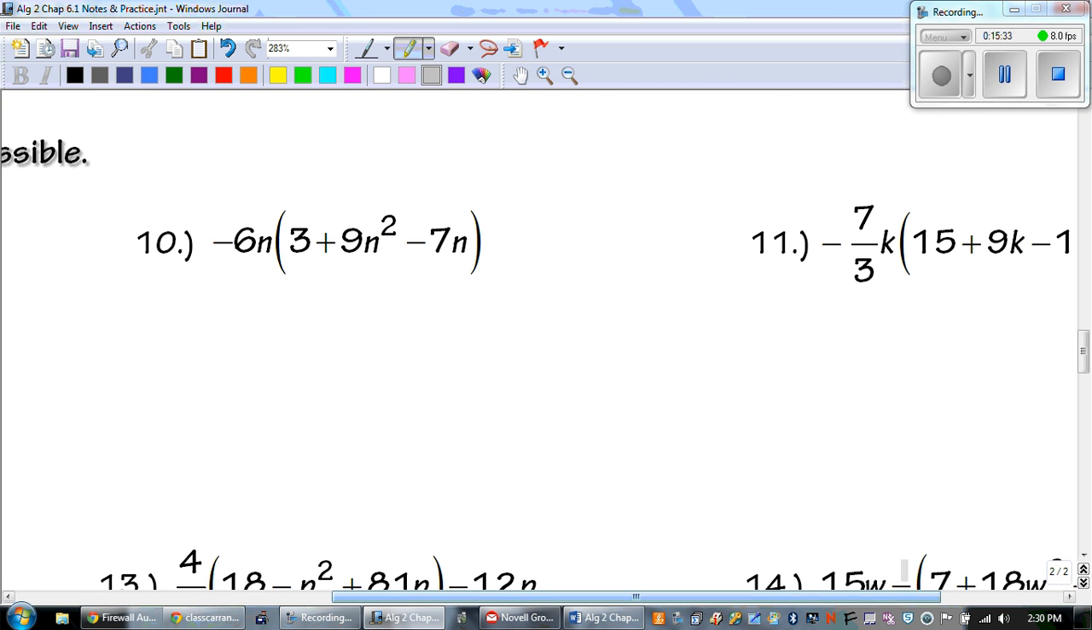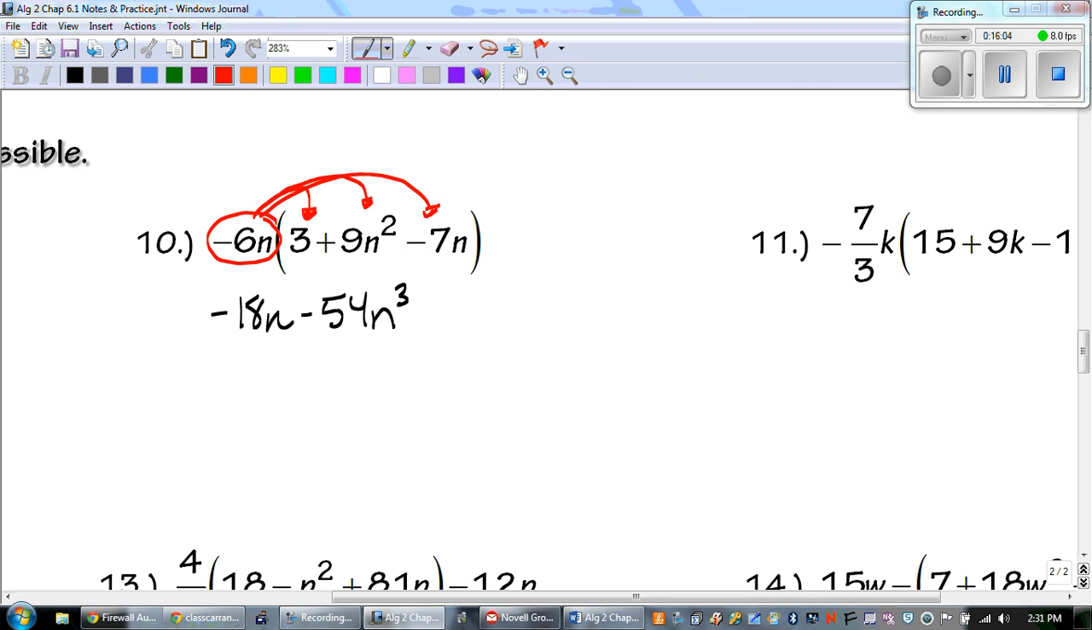All right, number 10. So this time we need to be careful because I'm distributing negative 6n. This is the first time I'm doing it with a variable. So negative 6n times 3 gives us negative 18n. Negative 6n times 9n squared. So we're going to multiply the negative 6 and the 9, which gives us negative 54. And then we're going to add the exponents. Okay, same thing here. Negative 6 times negative 7 is a positive 42. N times n gives us n squared.